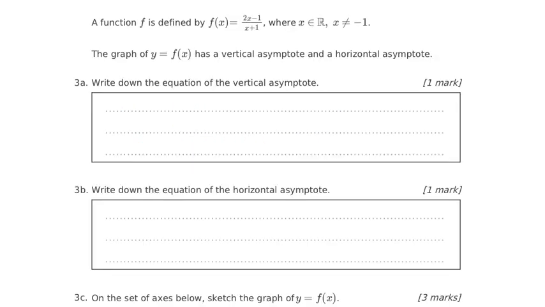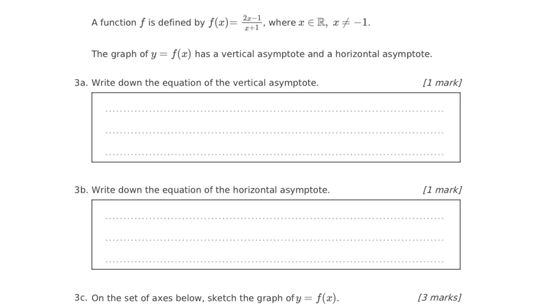Question 3. A function f is defined by f(x) = (2x − 1) divided by (x + 1), where x belongs to any real number and x cannot equal −1. The graph of y equals f(x) has a vertical asymptote and a horizontal asymptote. 3a. Write down the equation of the vertical asymptote.